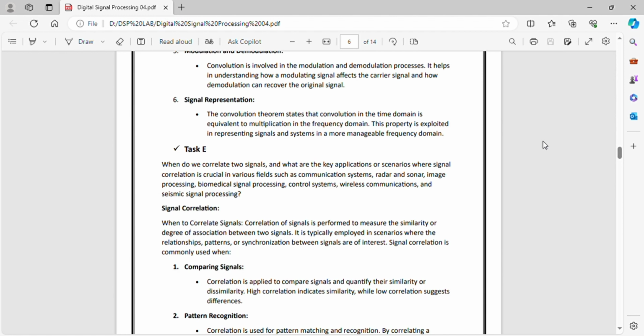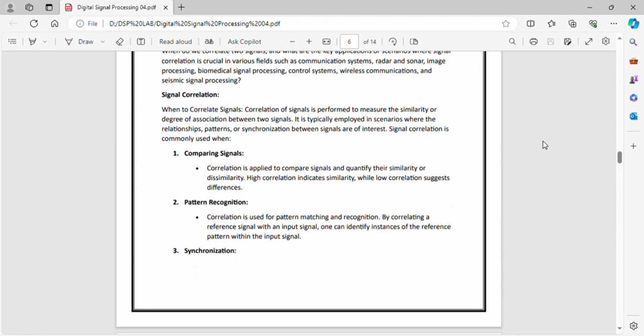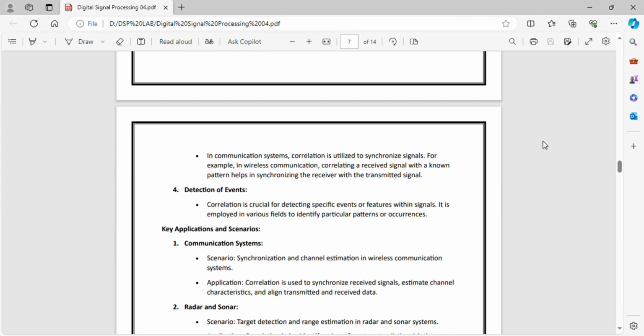So signal correlation is when to correlate signals. Correlation of signals is performed to measure the similarity or degree of association between two signals. It is typically employed in scenarios where the relationship, patterns, or synchronization between systems are of interest. Signal correlation is commonly used in comparing signals, pattern recognition, synchronization, and detection of events.